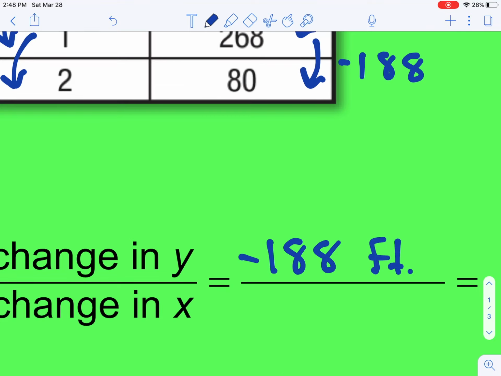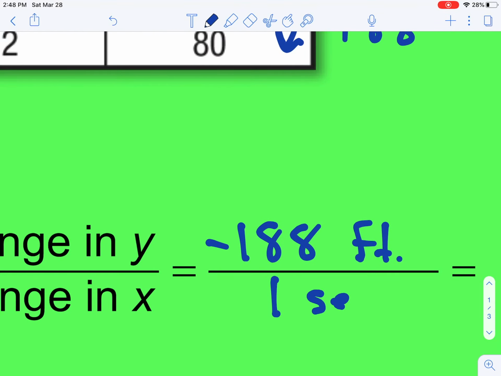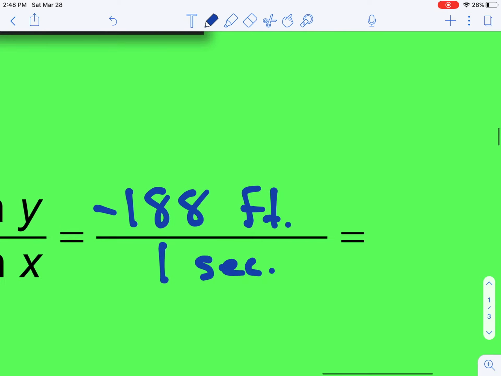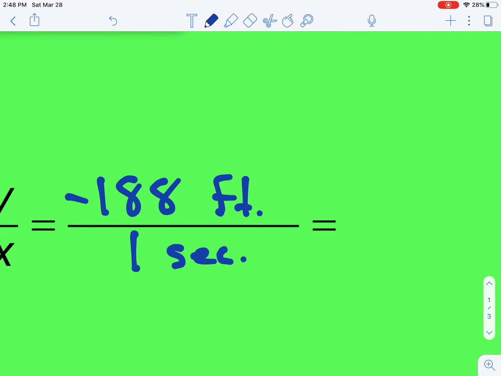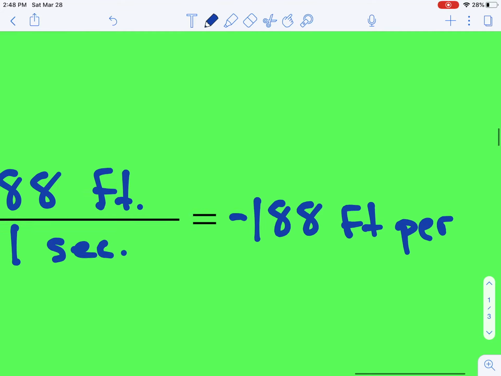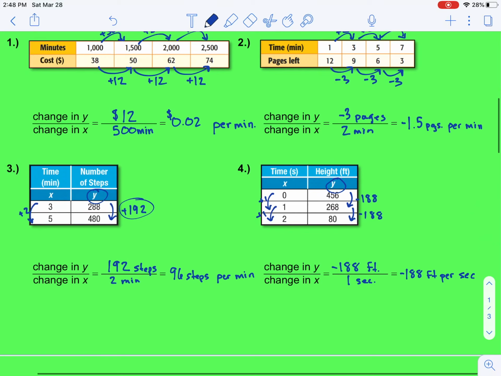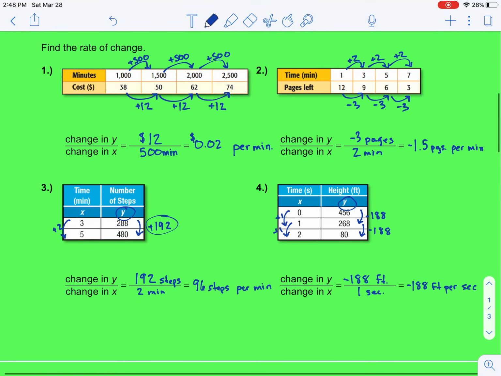And our change in x is just minutes? No, seconds. And then this one, you probably don't need a calculator for. It's just negative 188 divided by 1, which is negative 188 feet per second. So hopefully that helps you figure out how to find rate of change using tables.